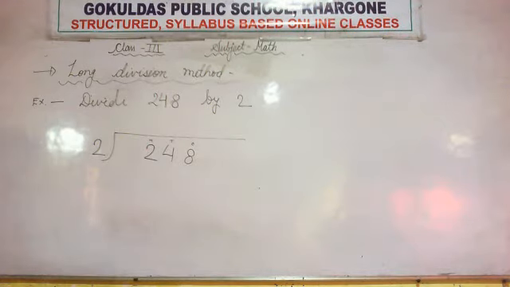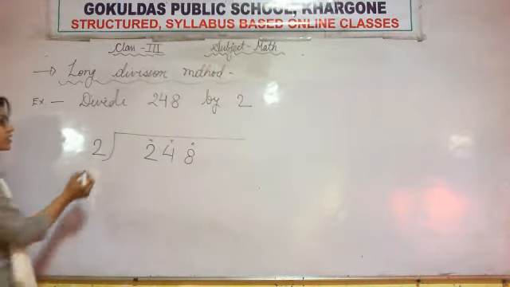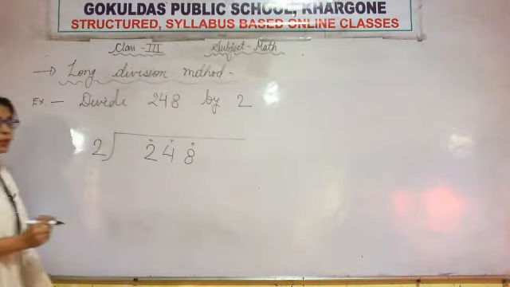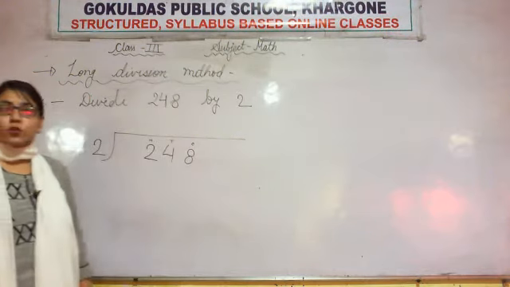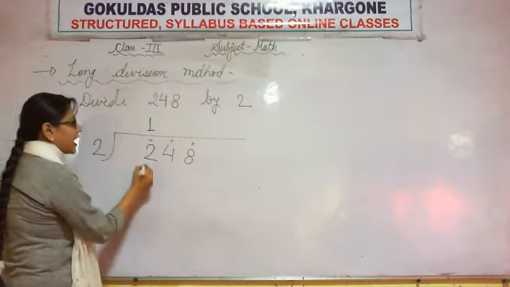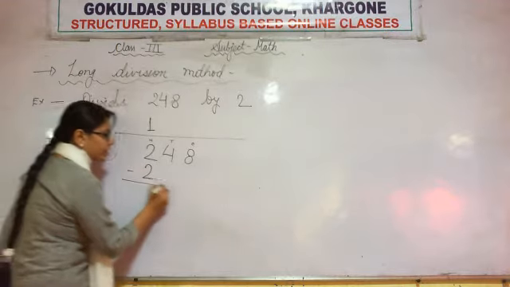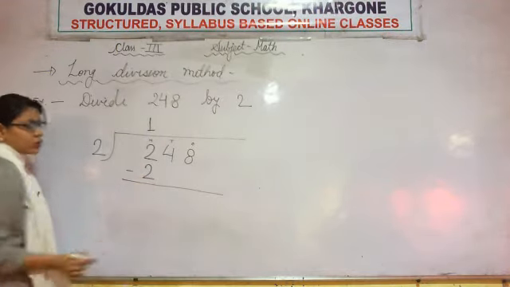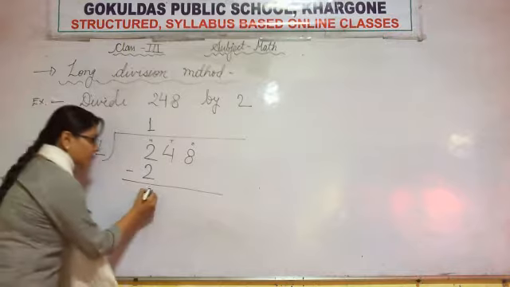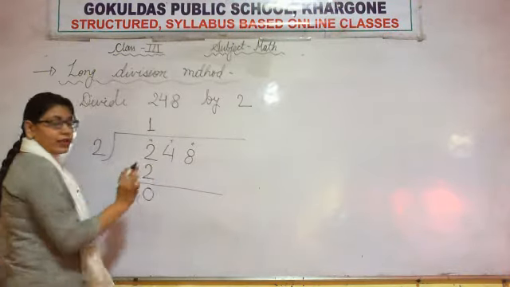Now the next step is we will start dividing with the hundreds digit. Here the hundreds digit is 2. So let's start our division process. So 2 divided by 2 is 1. If we divide 2 by 2, we will get 1. So 2 ones are 2. Now we will subtract this 2 from this hundreds place. So 2 minus 2 is 0, so we will write 0. We are done with the hundreds place.